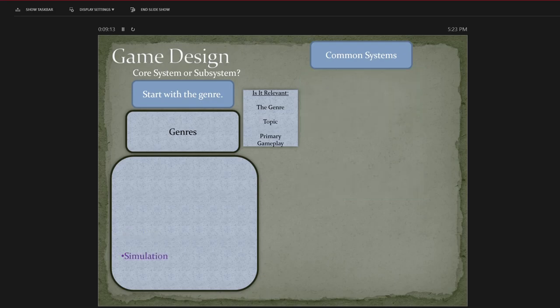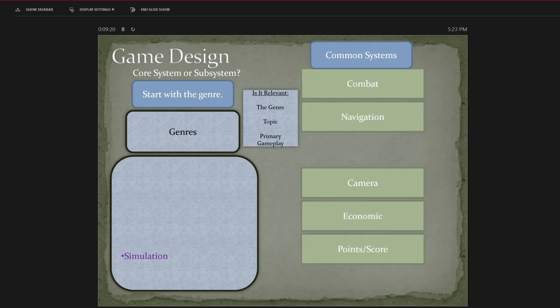Simulation. Now this one's going to be difficult simply because there are so many types of simulation games. Think of your favorite simulation game, and think about what the core system would be for that. If you said combat, then you're probably a fan of Total War, because that would definitely be true. However, if you said economic, then you're probably a fan of SimCity, because the economics of that game are the core gameplay.